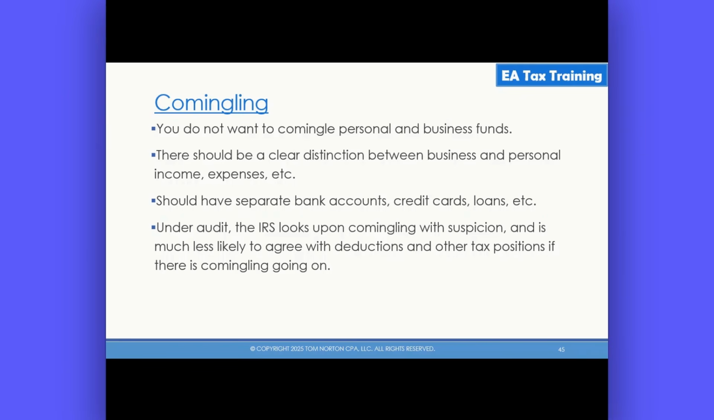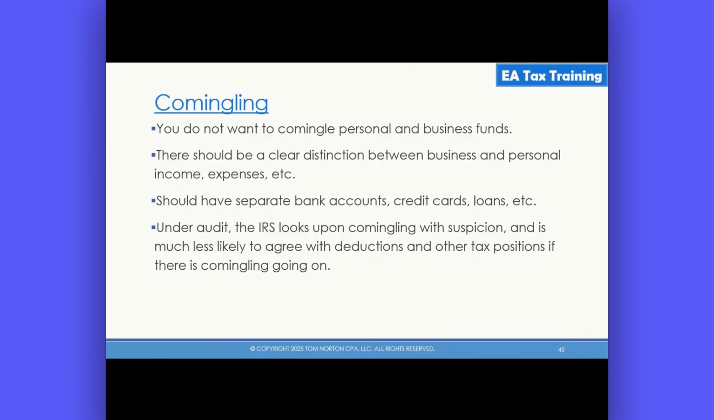You want to stress with your clients that they should keep their business and personal financial records separate. Have a separate credit card for your business expenses. Have a separate bank account for your business transactions.